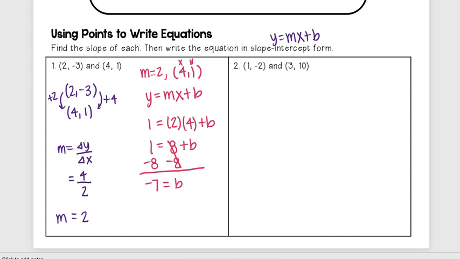So I have my slope, I have my y-intercept. Now I can go ahead and plug those into my slope-intercept form. Instead of m, I'm going to have 2x, and instead of b, I'm going to have -7. So y equals 2x minus 7.